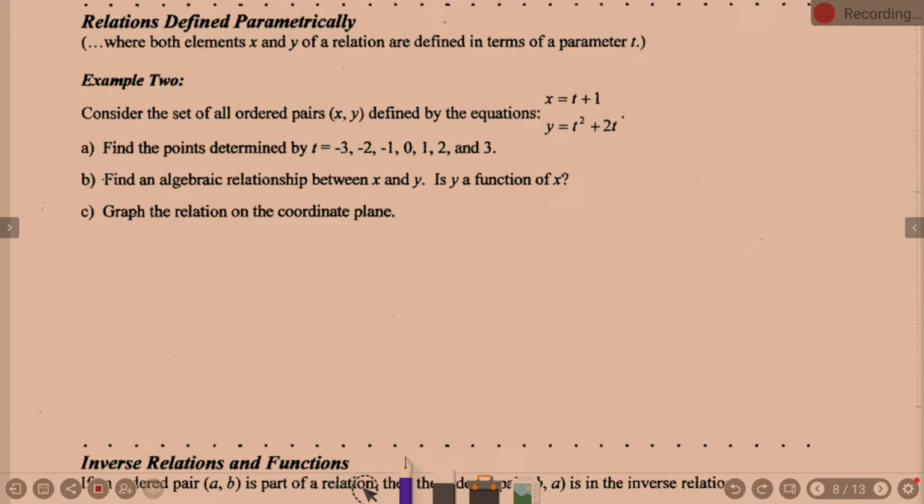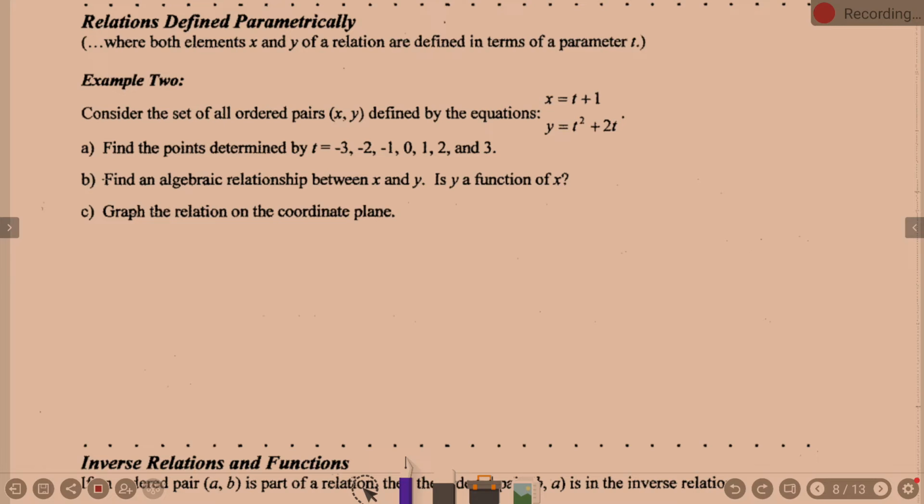So we're going to look at several things here in this example. But eventually, what we're going to look at is what is this? And it's actually an equation you're quite familiar with. It just doesn't look it. So, A asks us to find the points determined by t equals basically all the values from -3 to +3.